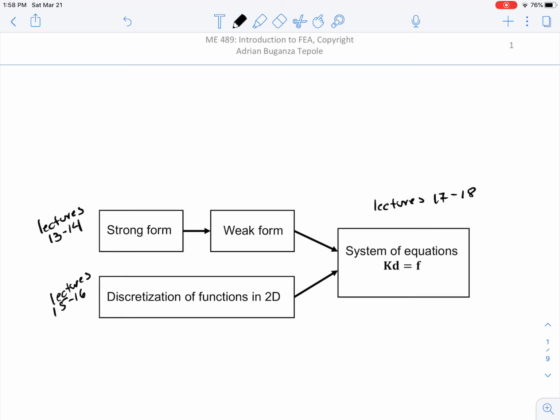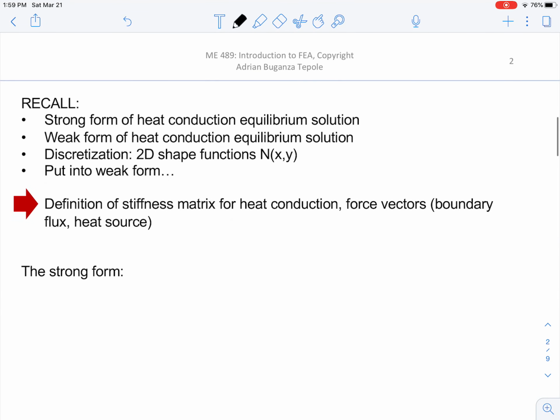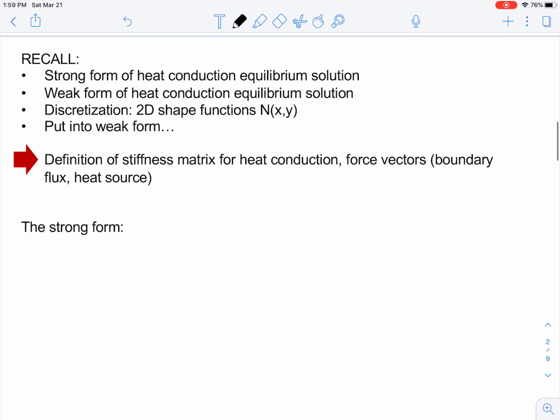And this is very similar to what we did for the 1D problems. I show this map over and over again also for the 1D. It's the same structure in 2D. The things that are a little bit different is the type of discretization that we have, because now we have functions of x and y instead of just functions of x. But the idea is still the same as in the 1D case. So let's get started. So recall the strong form of heat conduction in 2D, and then we're going to talk a little bit about the weak form, then discretization, and then we're going to put that into the weak form to get the stiffness matrix and the force vectors.